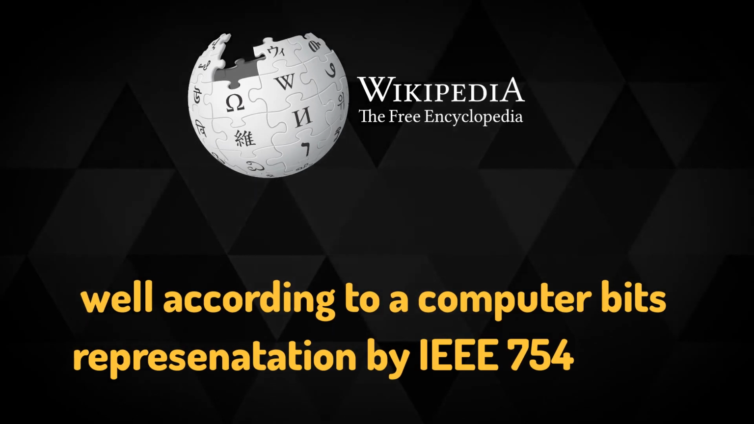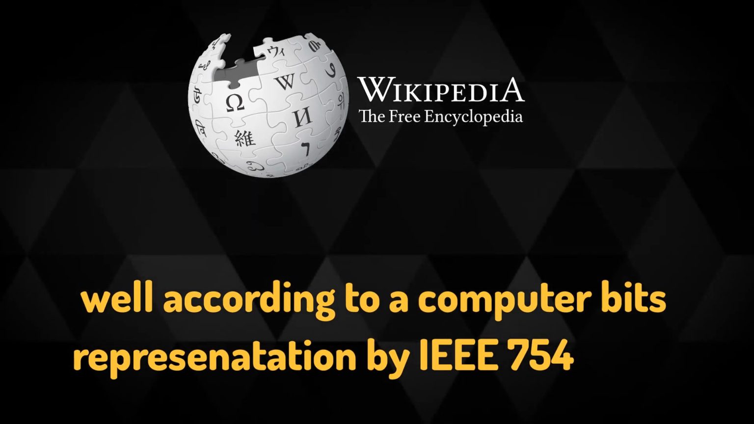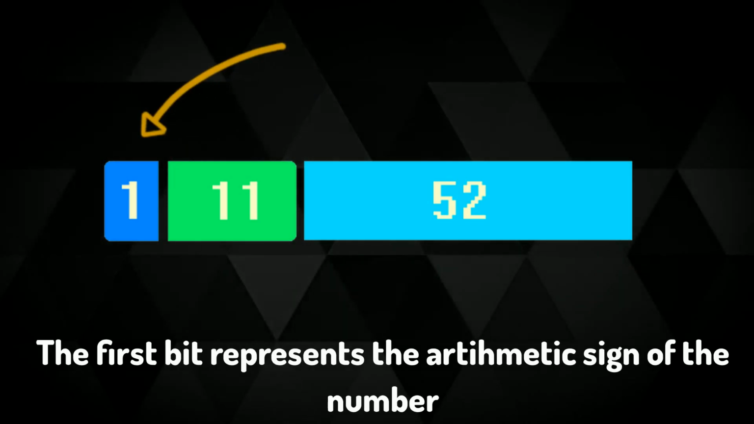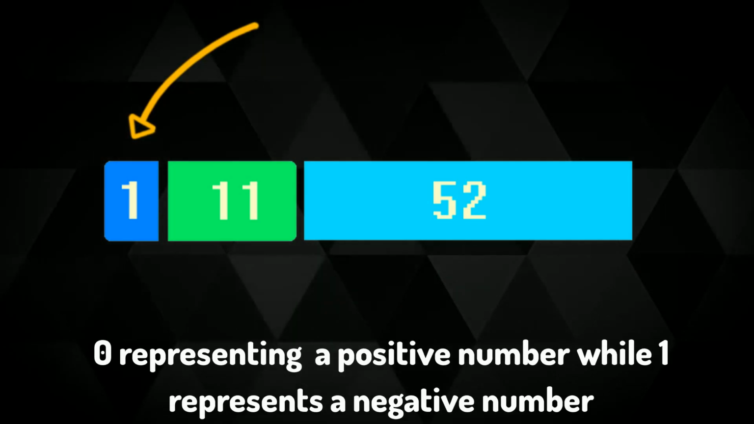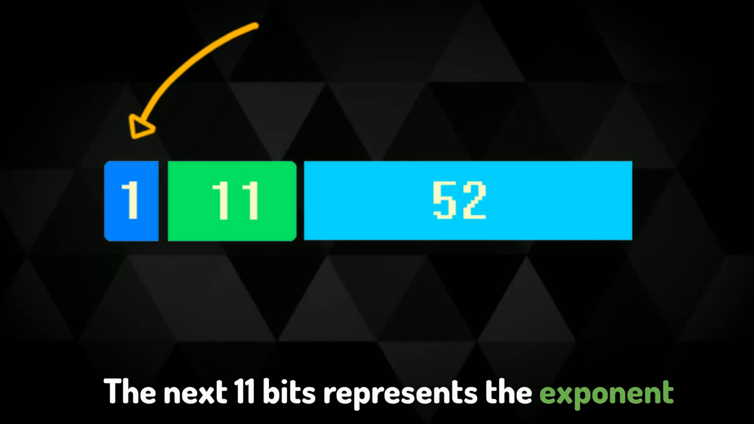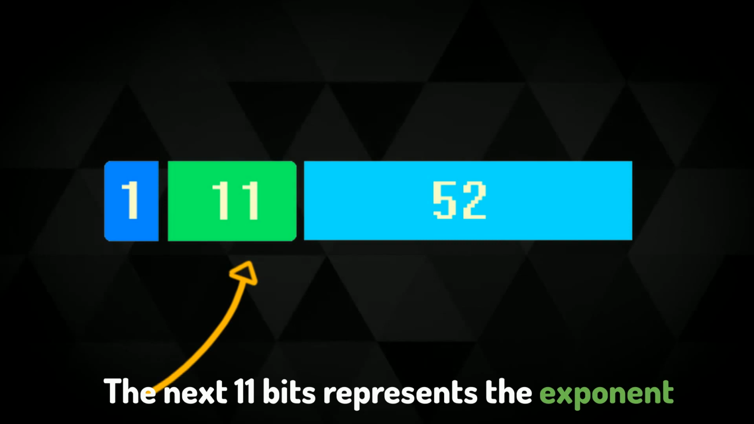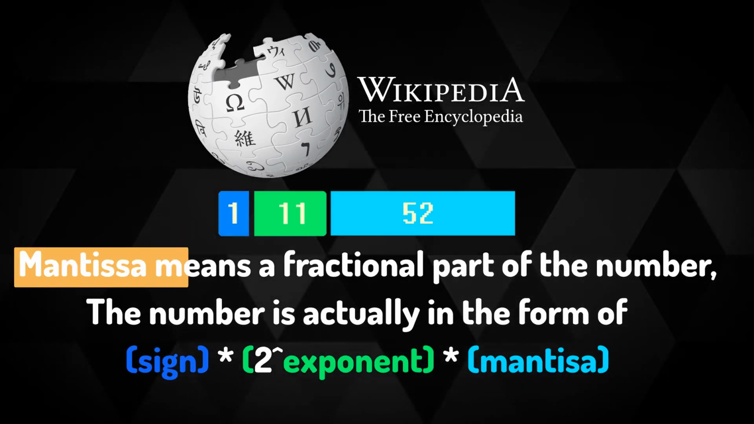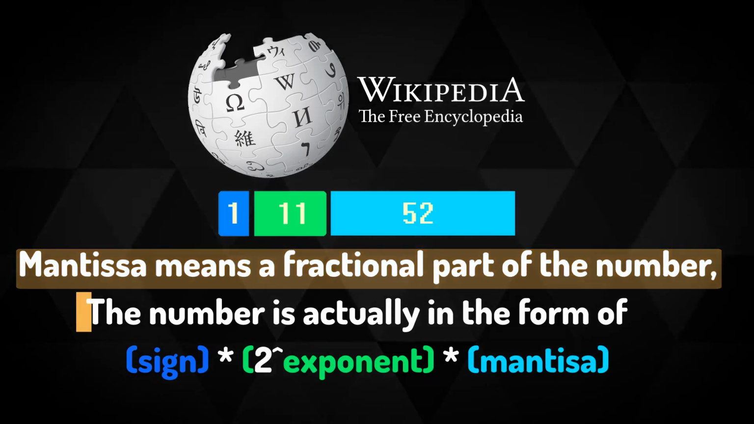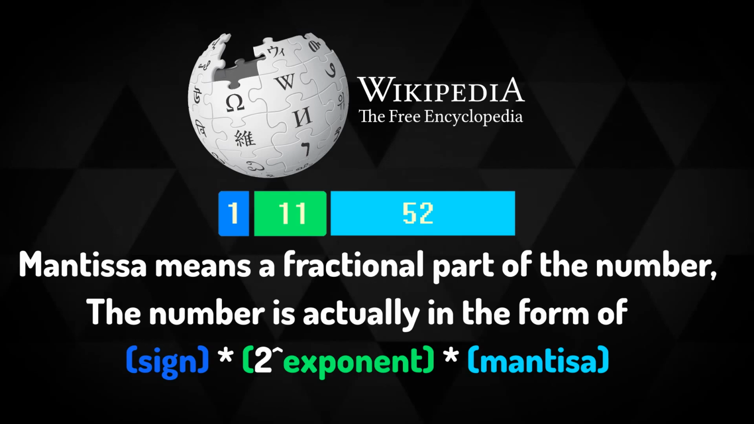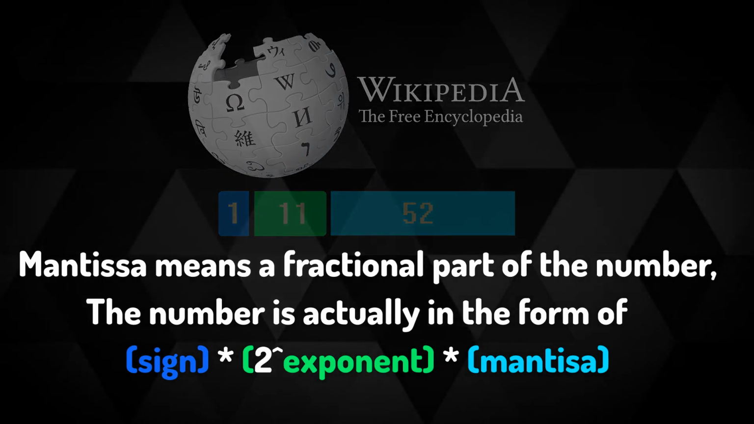Well, according to the computer bit representation by IEEE 754, a 64-bit number is broken into three sections. The first bit represents the arithmetic sign of the number, 0 representing a positive number while 1 representing a negative number. The next 11 bits represent the exponent, and the other 52 bits represent a mantissa. Mantissa means a fractional part of the number. The number is actually in the form of sign multiplied by 2 to the power of exponent multiplied by mantissa.